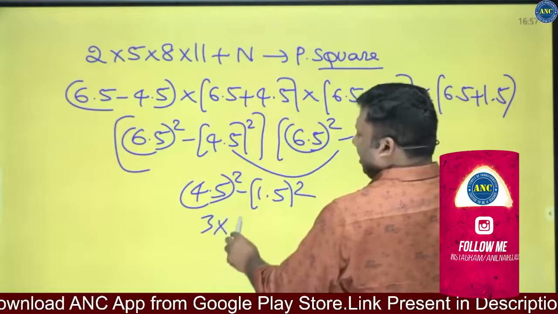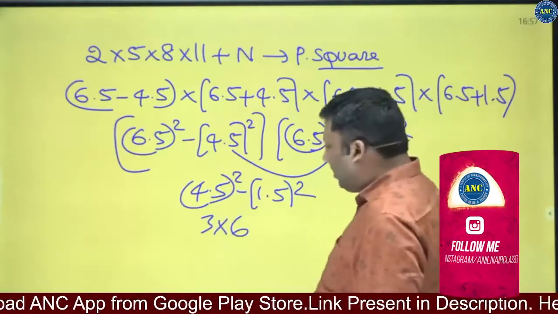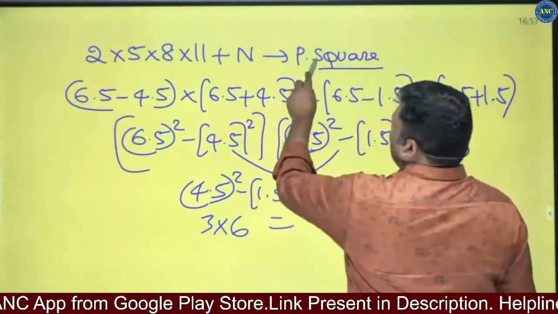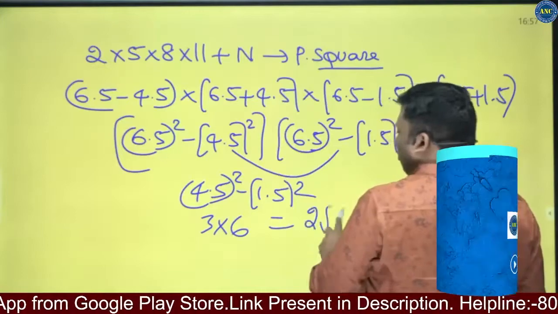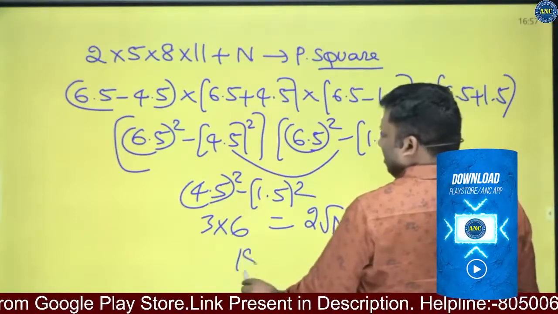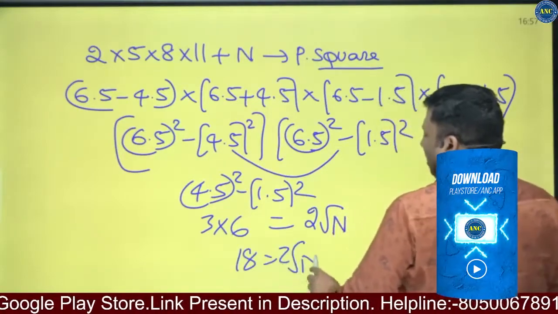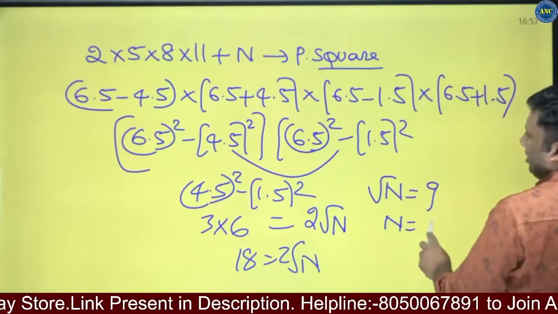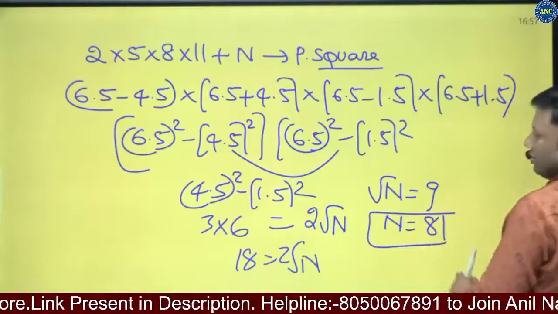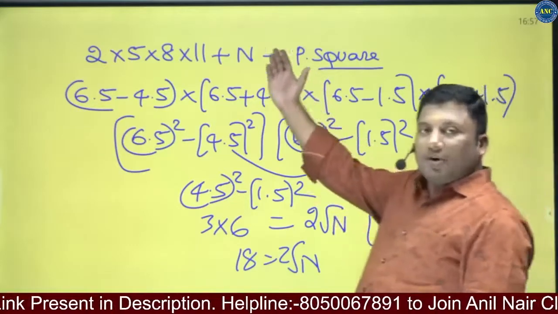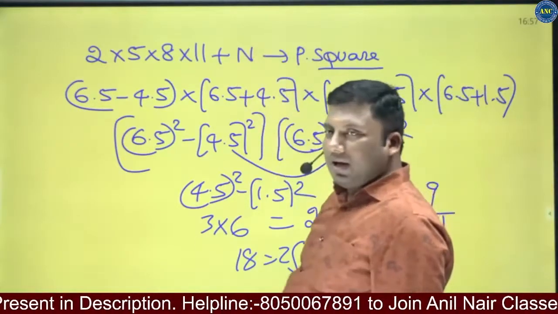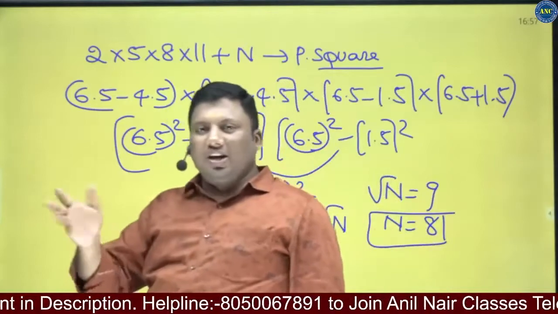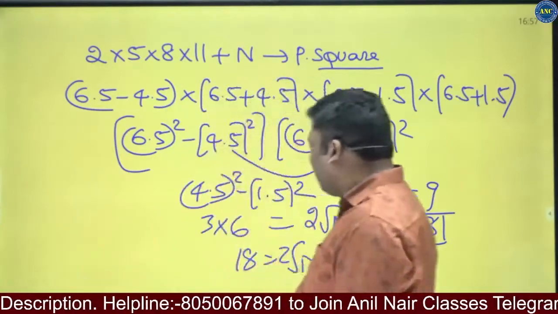This is 3 into 6, a minus b into a plus b. It is x square, so it is 2 root n. So 18 is equivalent to 2 root n. Root n is 9. N is 81. Even from the answer option, x square minus 9 square, x minus 9 into x plus 9. The difference is 18.